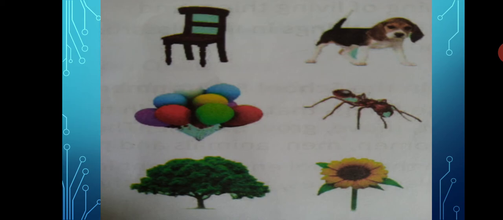What about the tree, the dog, an insect, and a flower? Do they have life in them? Can they breathe? Can they move from one place to another? Can they grow old and die? If your answer is yes, then they are living things. So you can start circling them now.